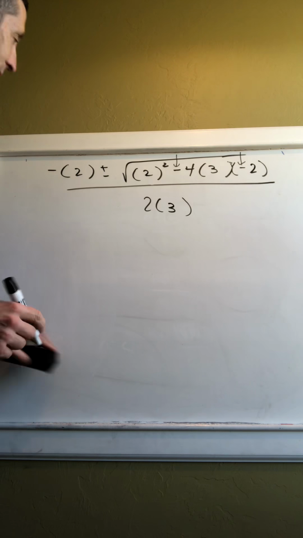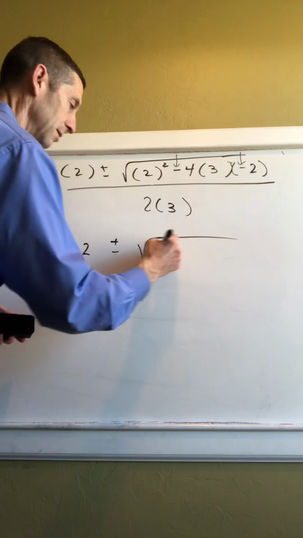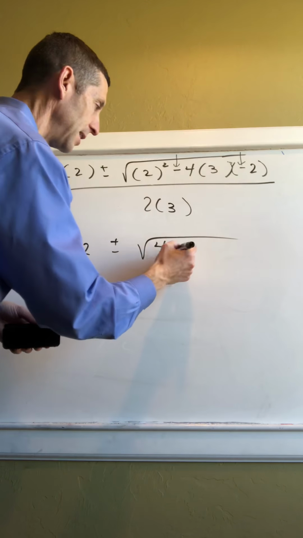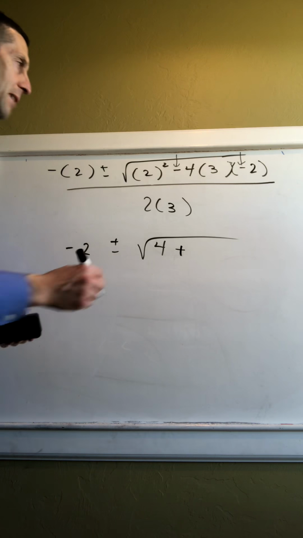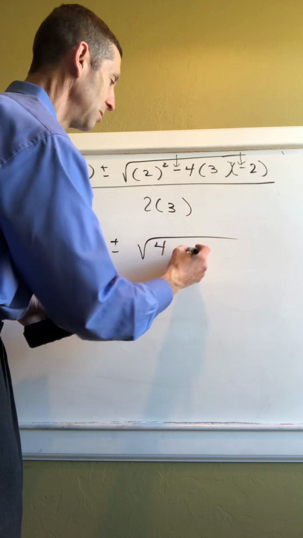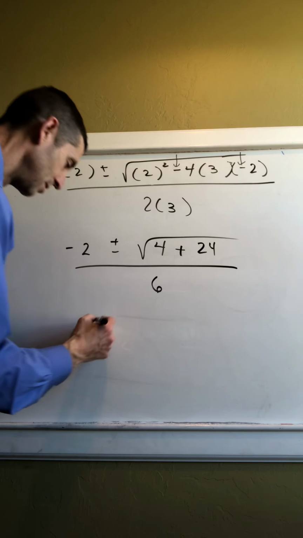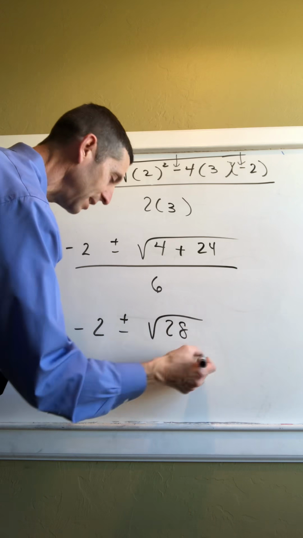That's trouble. So negative 2 plus or minus 2 squared, that's 4. Here it is: negative times negative, that is a positive. So make sure you get that. Negative times negative is positive. 4 times 3 times 2, that's 24. All this is over 6. 4 plus 24, that's your 28.